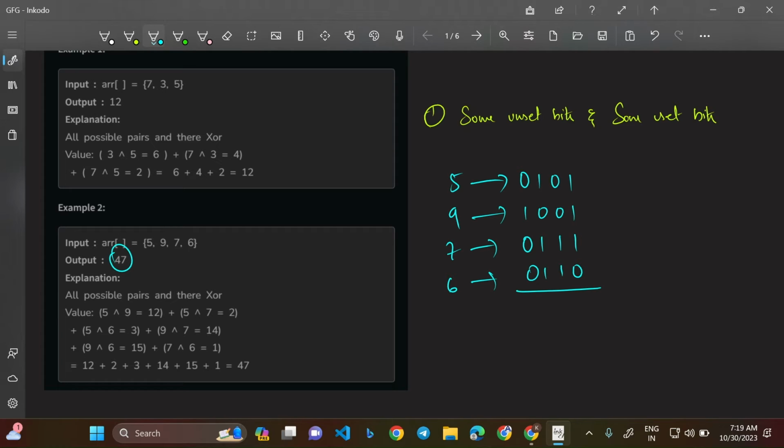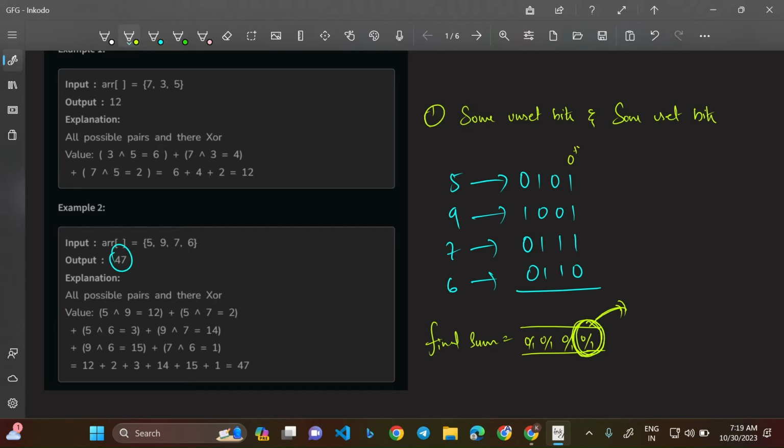Understand that whatever the final sum you get, it's just because of the bits. The final sum is also represented in a binary representation, so it might have 0 or 1 at each position. This particular position is a result of these four XORs, the XORs at this particular position.